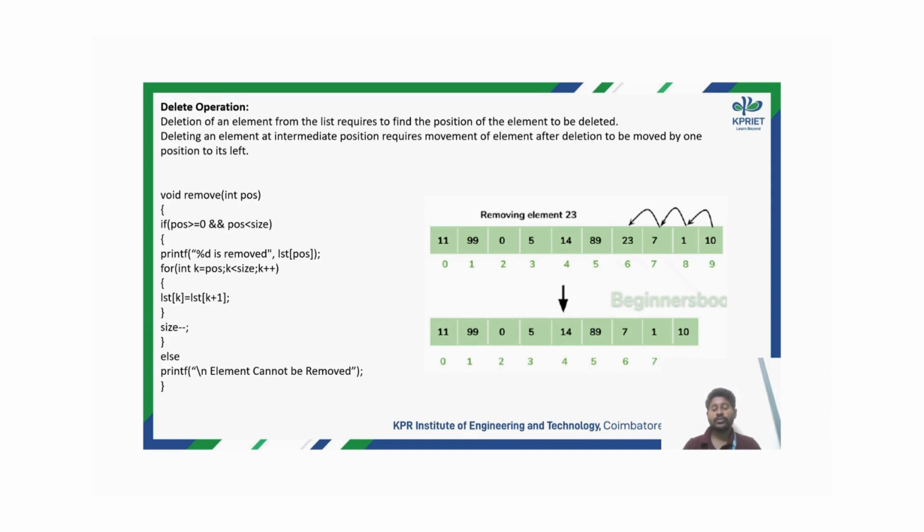So for every position you are going to switch. The 7th position comes to 6, and then size is decremented, then 8 comes to 7 and size is decremented, and 9 comes to 8. This is being repeated. If the first if condition is not satisfied, it means that the elements cannot be removed.